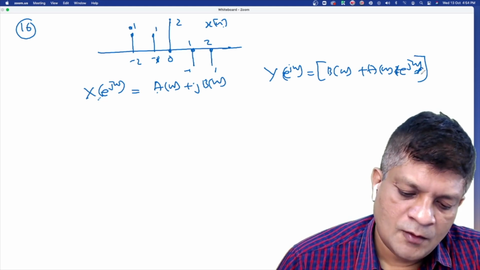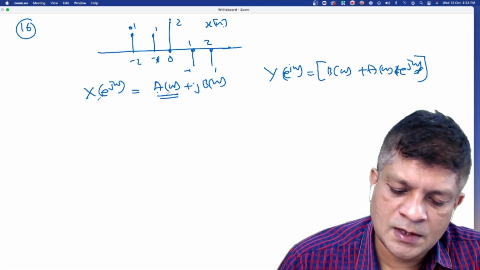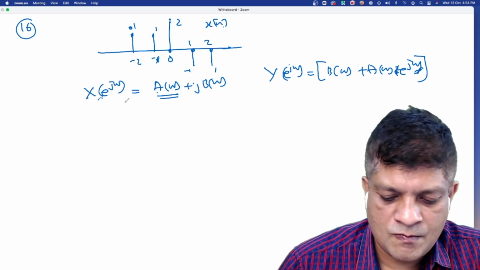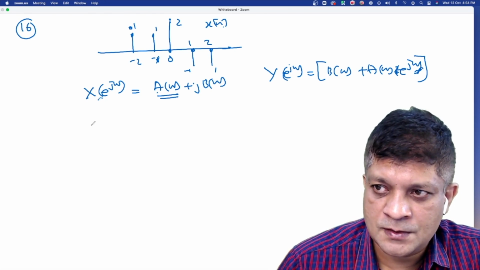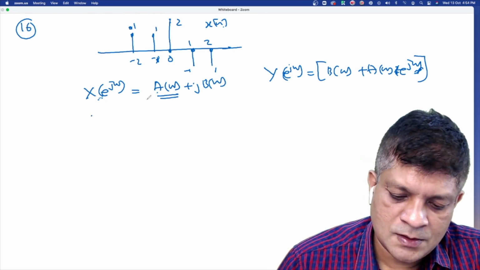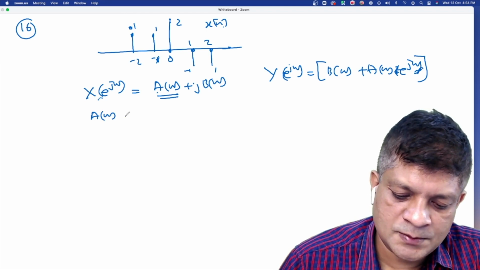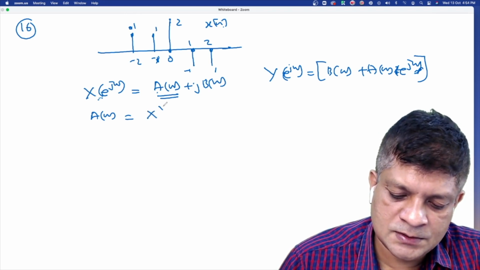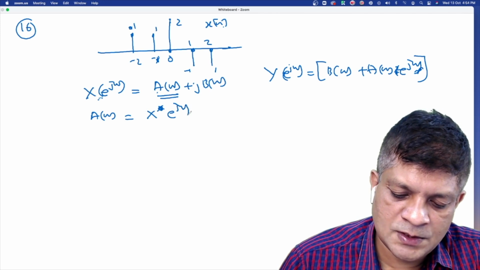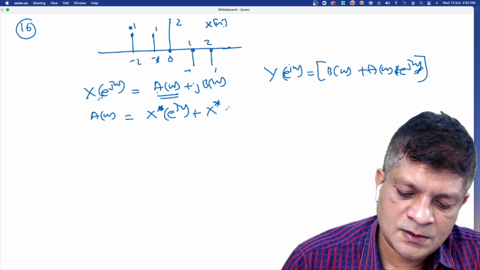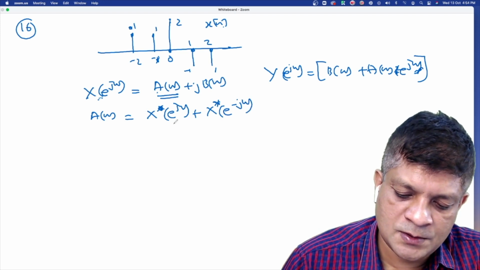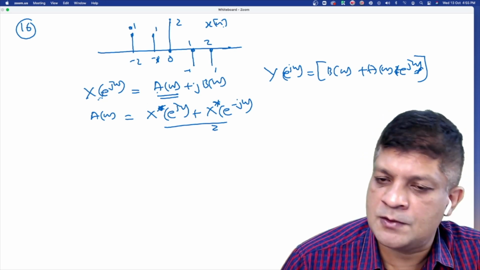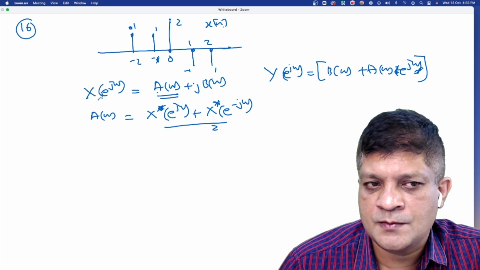If you are writing this, can we say that A(ω) is the real part of X(e^{jω})? In terms of X(e^{jω}), we can write it as [X(e^{jω}) + X*(e^{-jω})]/2. That is, A(ω) is the real part of X(e^{jω}).